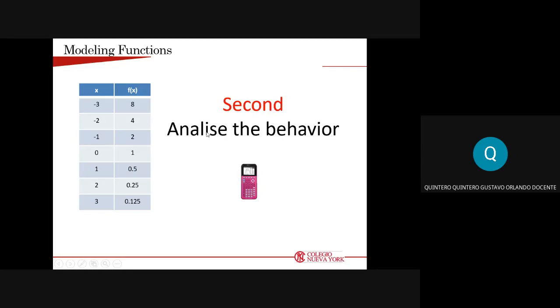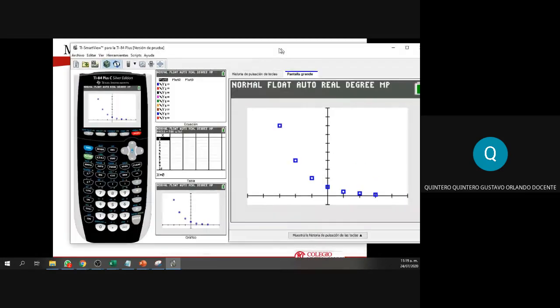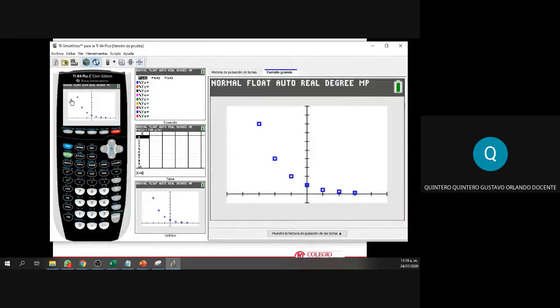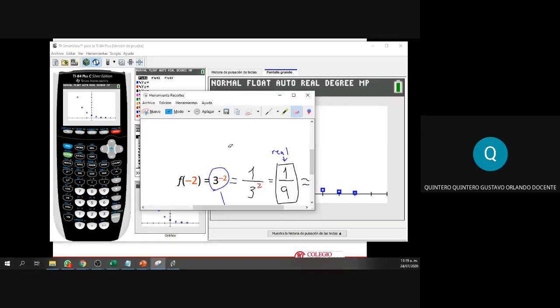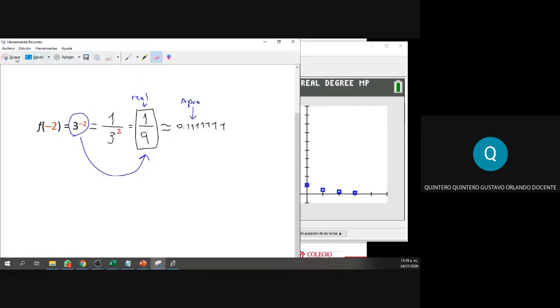Second step, analyze the behavior. Analyze the what? What is this thing? How do you analyze the behavior? Okay. Analyzing the behavior means to take a look at the graph, take a look at the points, and think about a possible function for these points. Think about a possible option for these points. Let's do an example. Let's erase all of these.